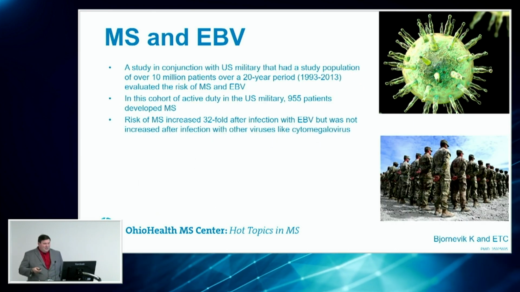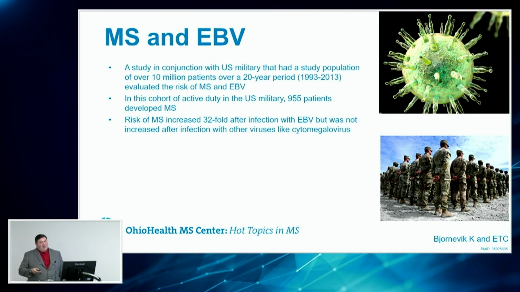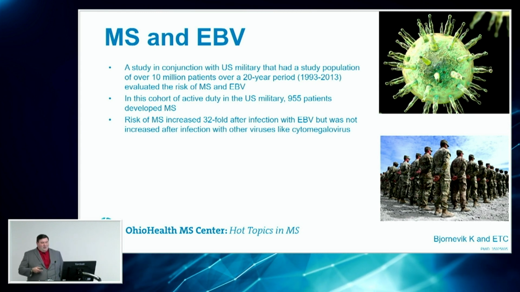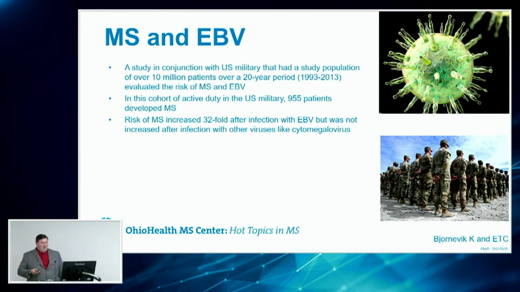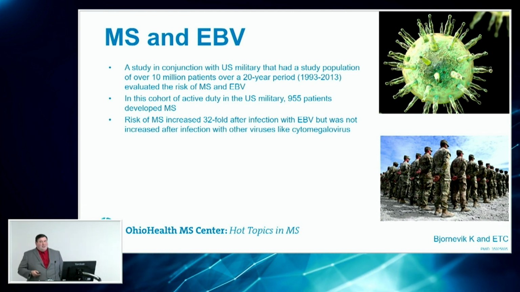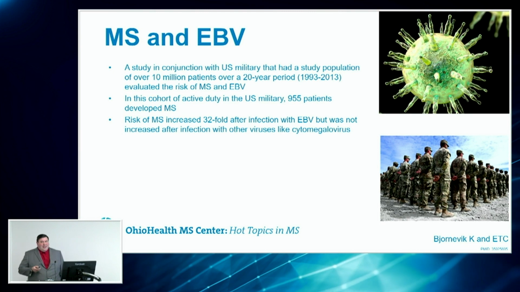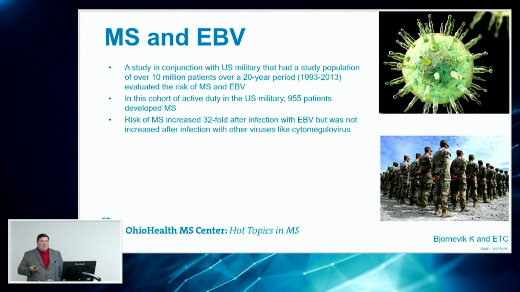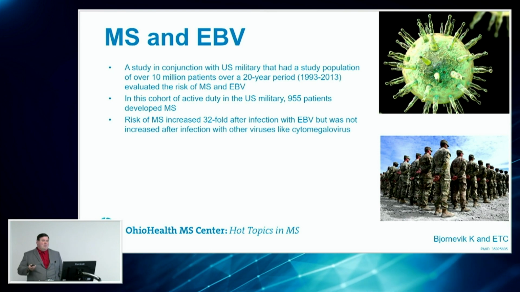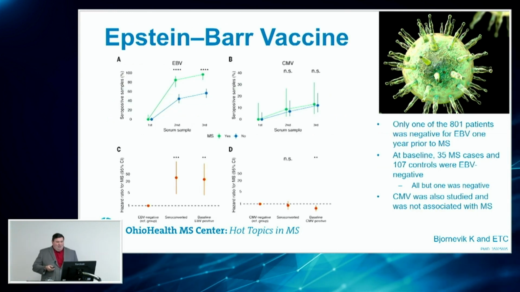This is the big study that just recently came out. It includes 10 million US veterans. The VA is good because every soldier that comes into the Army gets blood work, and they do blood work throughout their service. Over a 20-year period, they were able to evaluate the risk of MS and Epstein-Barr. Out of the active duty US military, 955 patients developed MS, and the risk of MS was 32 times greater after being infected with Epstein-Barr. They compared it to cytomegalovirus, a virus that's spread similarly to Epstein-Barr, to make sure it wasn't just a random viral effect of behaviors like people sharing foods or certain cultures. So essentially, the EBV is A and C.